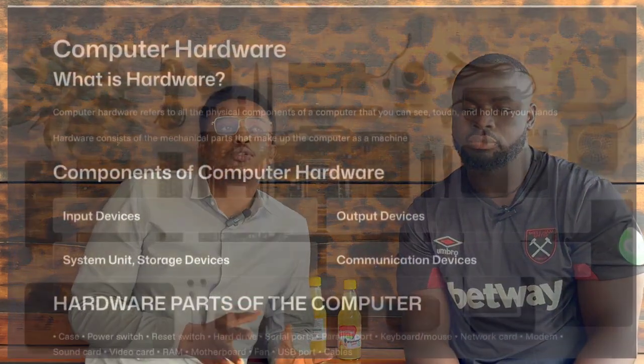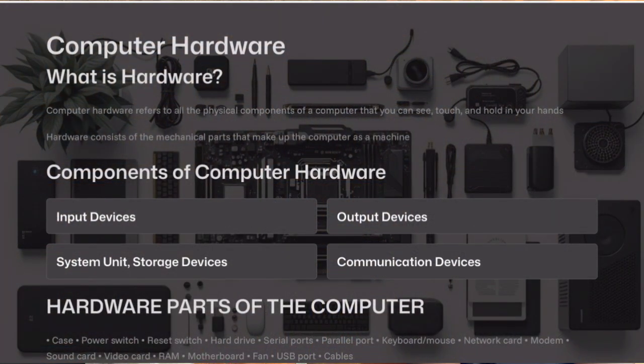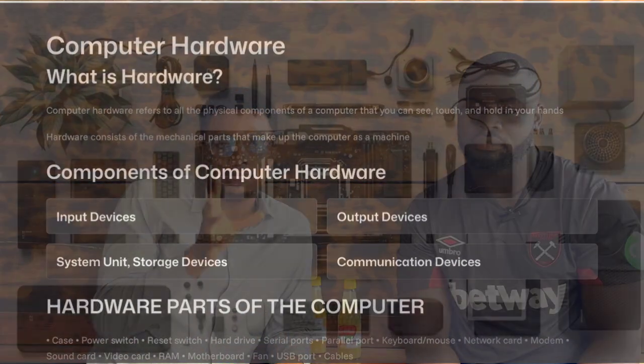Today we are going to talk about the importance or components of the computer hardware. Computer hardware comprises all the physical components of a computer that can be seen and touched. Input devices are used to send data into the computer, for example keyboard, mouse, and webcam.